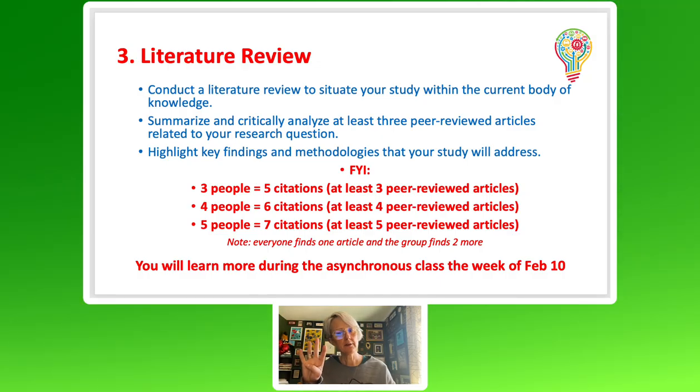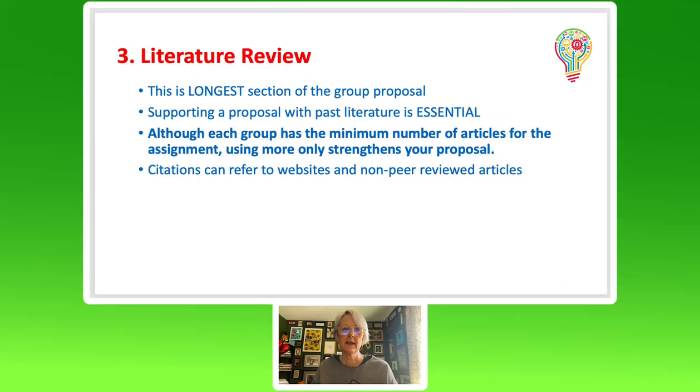If there are 4 people in your group, you need 6 citations. If there are 5 people in your group, you need 7. I hope that makes sense: the lit review will have the same number of peer-reviewed articles as people. So it would be a longer one with more people in the class, right? You're going to learn more about this during the week of February 10th, okay? Just so you know, this is typically the longest section of a group proposal.